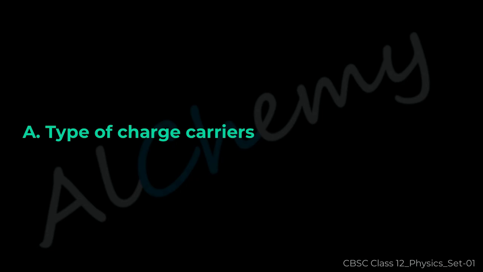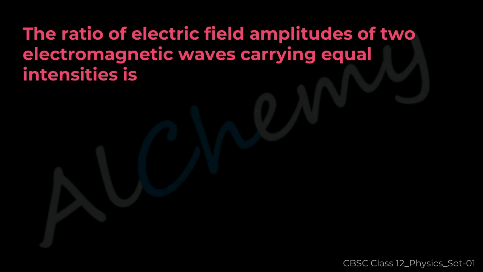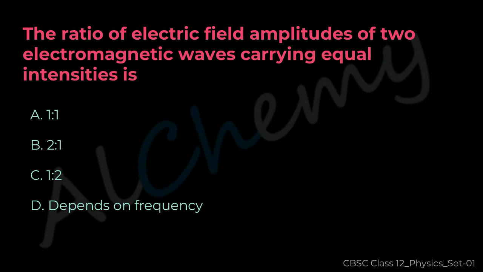The correct answer is A. Type of charge carriers. Question 52. The ratio of electric field amplitudes of two electromagnetic waves carrying equal intensities is A. 1:1, B. 2:1, C. 1:2, D. Depends on frequency.